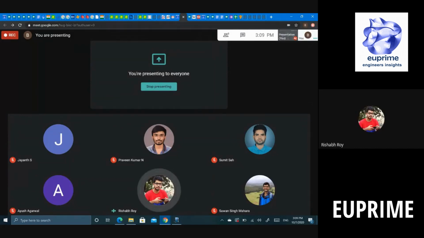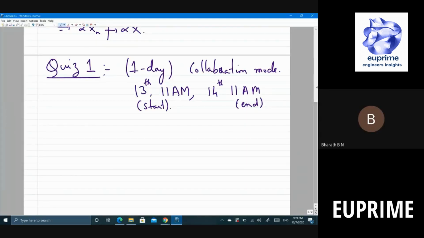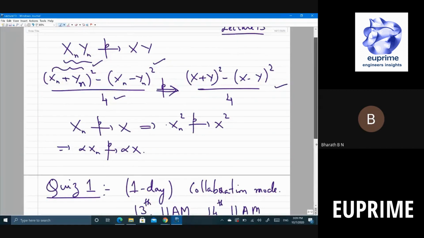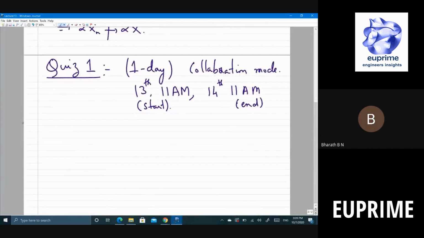Sir, I have a question. Sir, you mentioned different convergences, like almost sure convergence and convergence in probability. Sir, what is the difference between pointwise convergence and almost sure convergence? Can you tell briefly? Yeah. So whenever you look at convergence, you start with what is known as pointwise convergence.